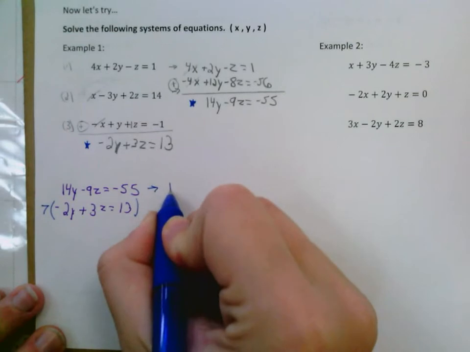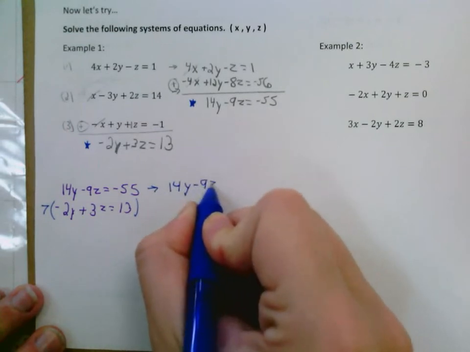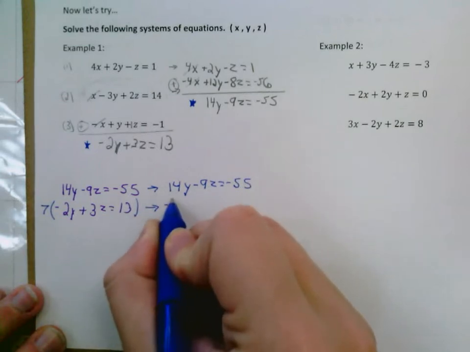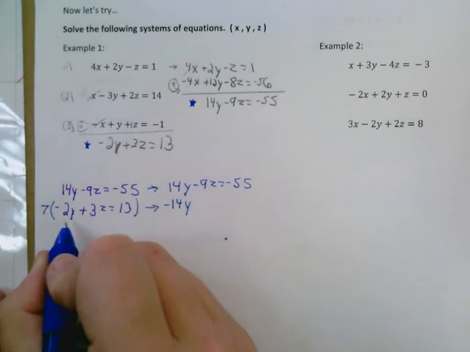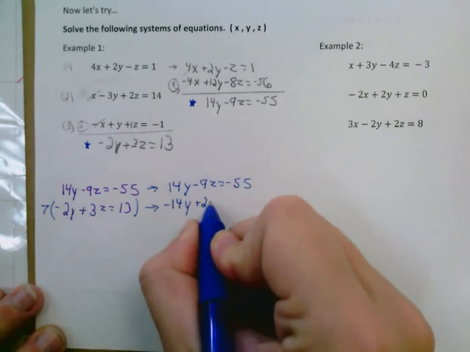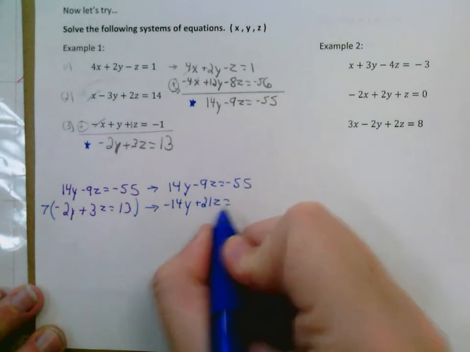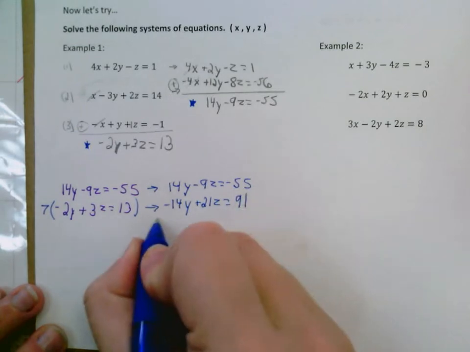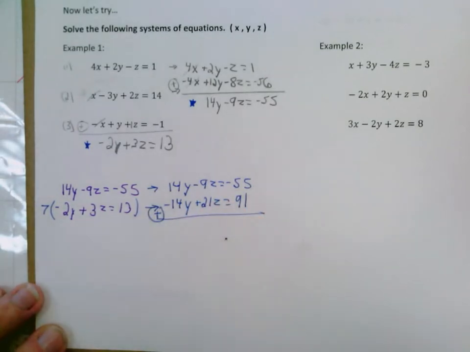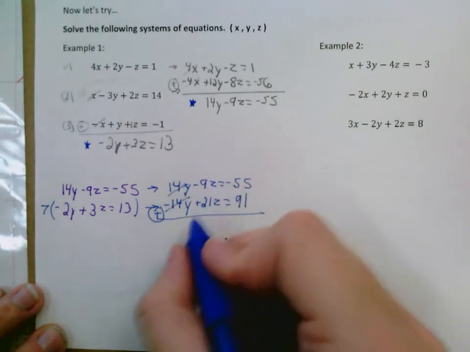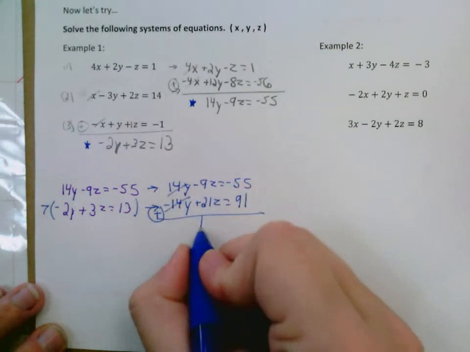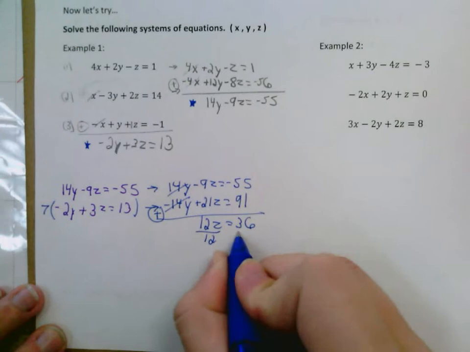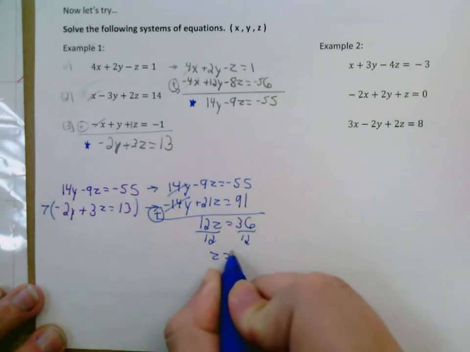So what is that going to give me? I'm going to keep the first equation, 14y minus 9z equals negative 55. And my second equation is going to become negative 14y, because remember that was a negative 2, plus 21z equals, and on the other side, I should get 91. Now, just like any other elimination problem, you add these together. So the y's eliminate and give me 0. Over here, I should get 12z equals 36. And then I can finally solve for z, and I get that z equals 3.